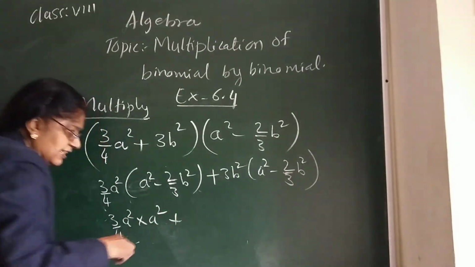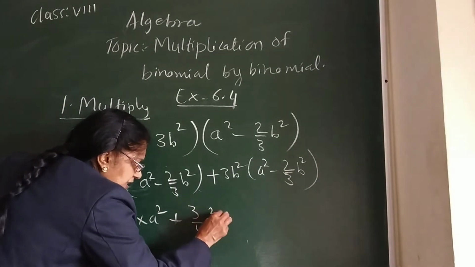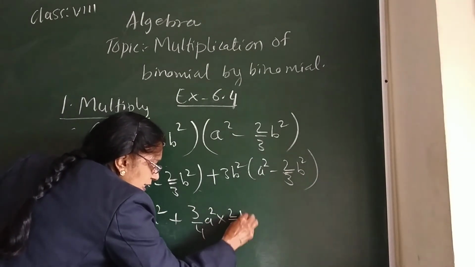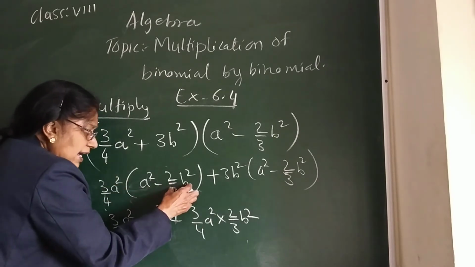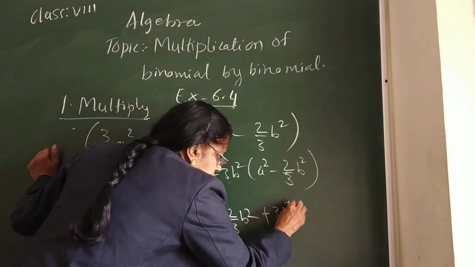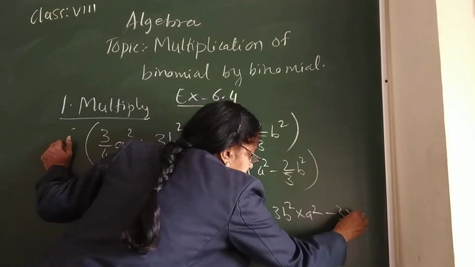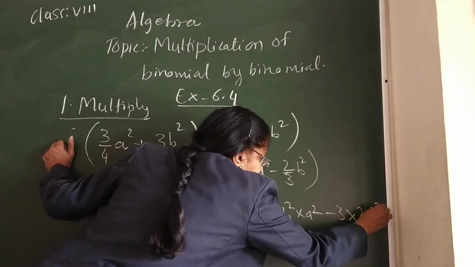Plus into minus is minus. Then 3 by 4 a square into 2 by 3b square. Plus sign. 3b square into a square. Plus into minus, minus. 3 into 2 by 3b square.